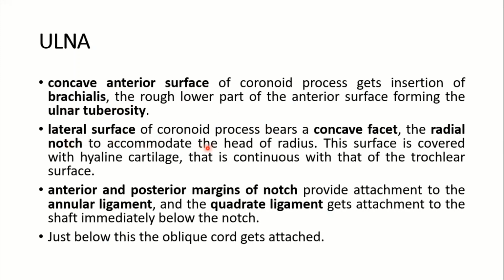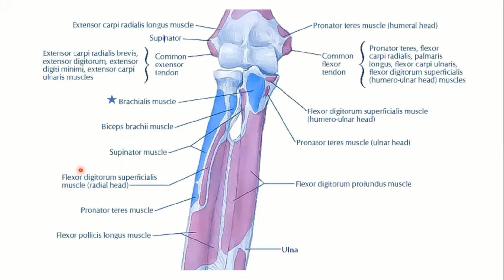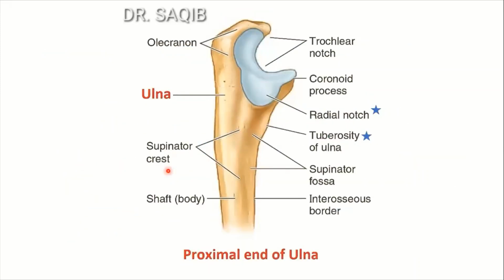The lateral surface of the coronoid process bears a concave facet, the radial notch, to accommodate the head of the radius. This surface is covered with hyaline cartilage that is continuous with that of the trochlear surface. You see the radial notch here. It's covered with hyaline cartilage, continuous with the trochlear notch.